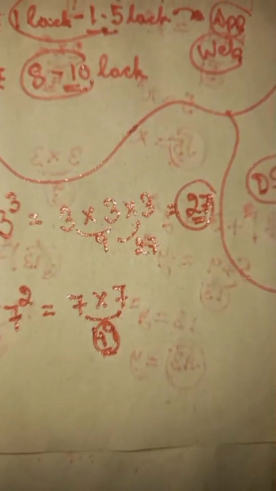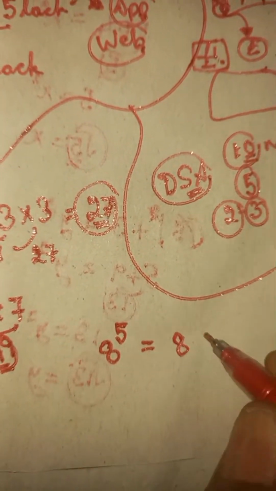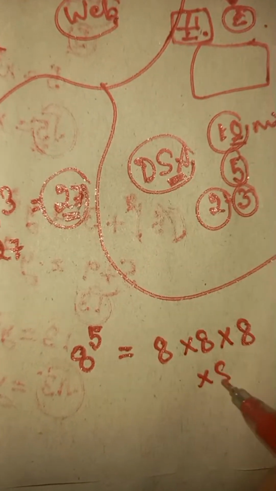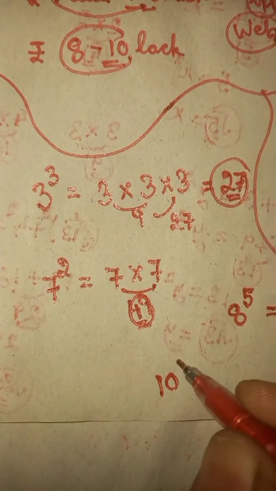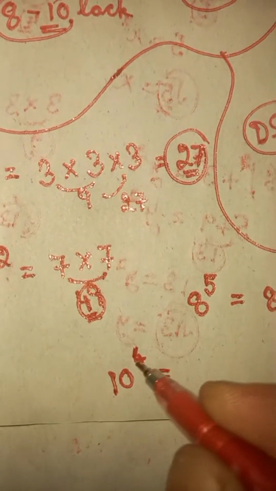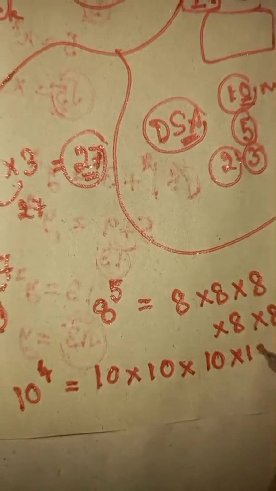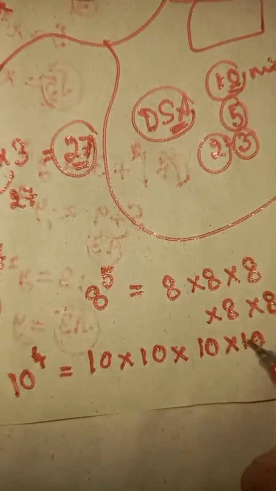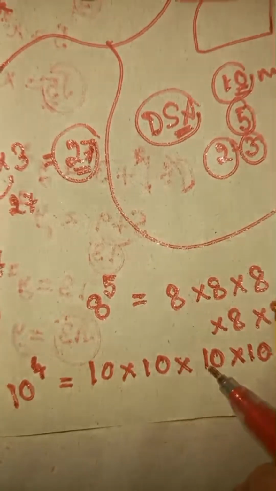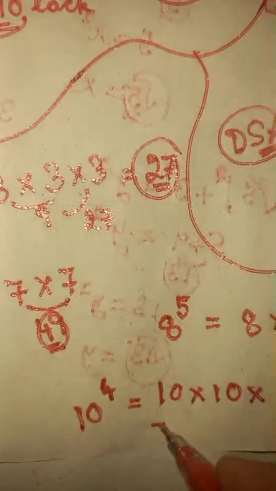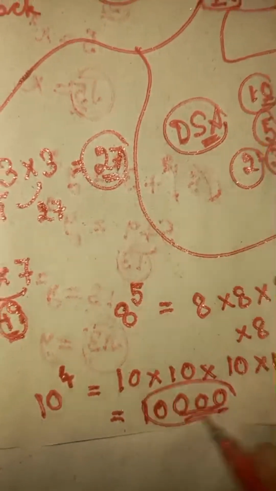Let's take one more problem, that is 8 power of 5. You can write this as 8 times 8 times 8 times 8 times 8. It becomes a very big number. In the same way, if you take 10 power of 4, you need to multiply 10 by itself 4 times: 10 times 10 times 10 times 10. Here, in all of them, just count the number of zeros and multiply the front numbers. 1 times 1 is 1, 1 times 1 again 1, 1 times 1 again it becomes 1. There are 1, 2, 3, 4 zeros.